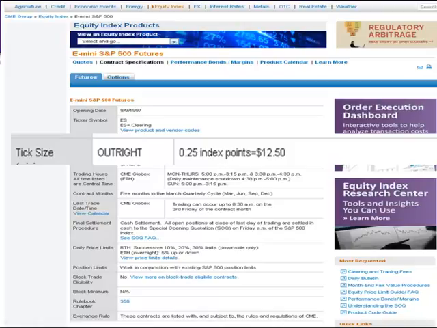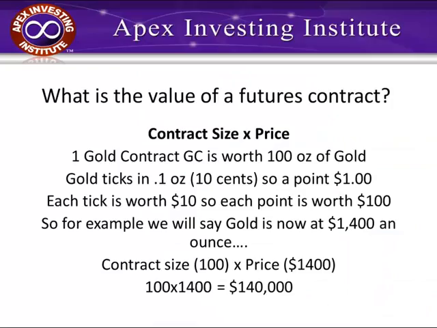You can find any product on there. One of your homework assignments is going to be to literally find this page and look this up. It's also going to be to find 2 other products that you want to look at, gold, oil, corn, anything like that, okay? All right, so now let's look at an example with gold.